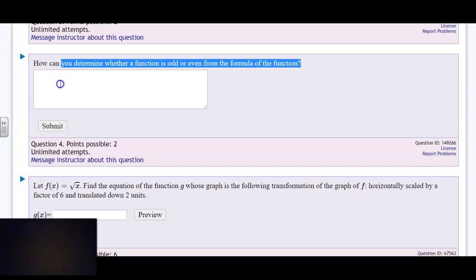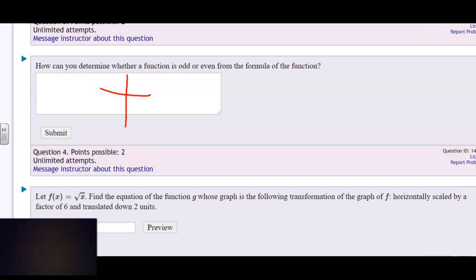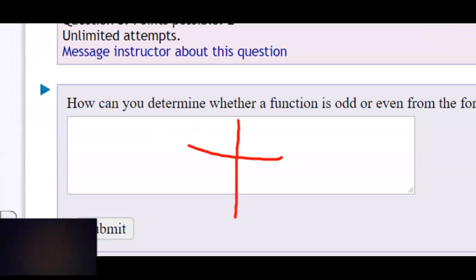Same thing here. So even or odd. Just so you understand what even or odd looks like, even is going to be a function that is symmetrical with respect to the y-axis. So we can control the zoom here. It goes crazy when I zoom. Sorry about that. That's an even function, and it's symmetrical with respect to the y-axis.